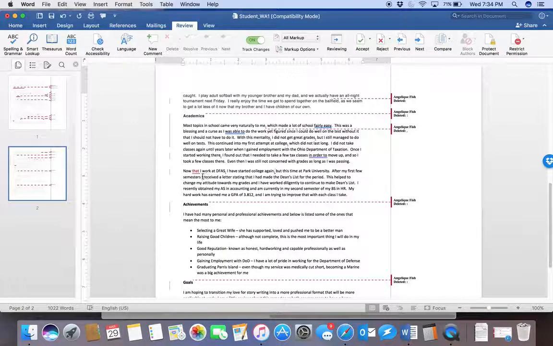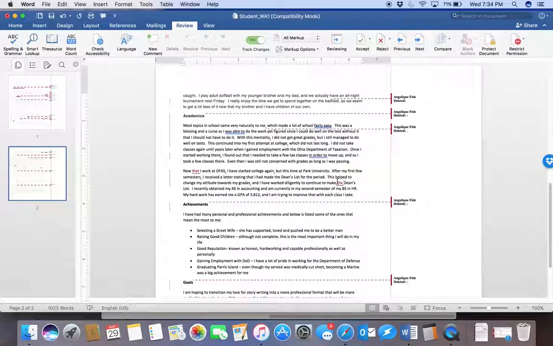After my first few semesters, comma after introductory expression, I received a letter stating that I had made the dean's list for the period. This helped to change my attitude towards my grades, comma, with the conjunction, because we're doing two complete sentences. I have worked diligently to continue to make the dean's list. I recently obtained my AS in accounting and am currently in my second semester of my BS in HR.